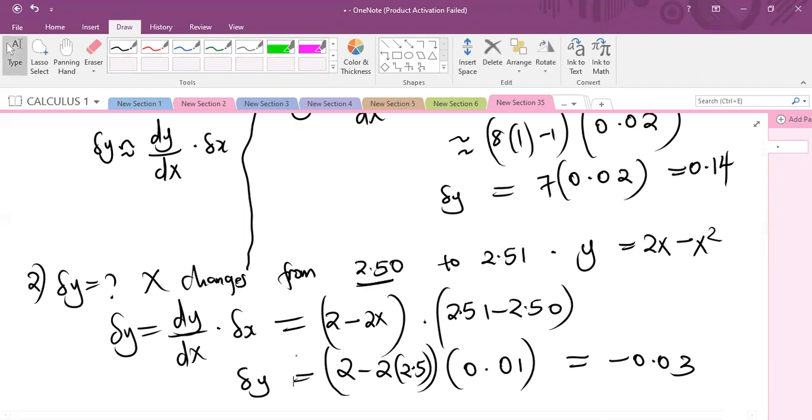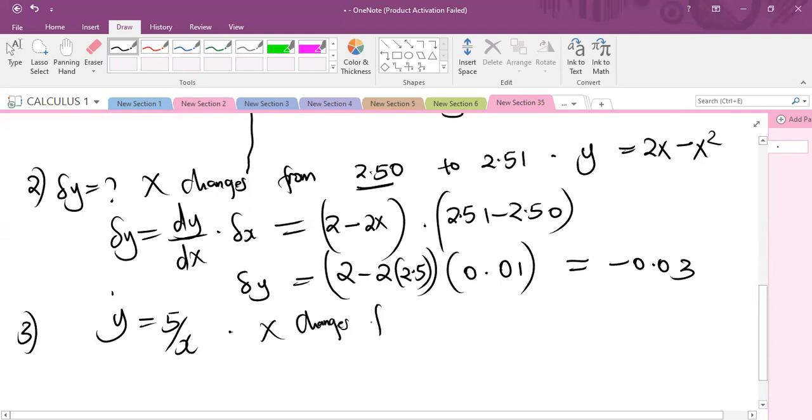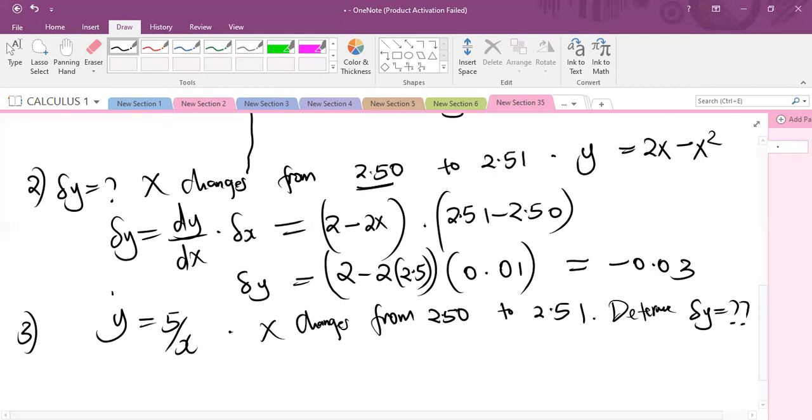Okay. Final example, guys. Number 3, you're told y is equal to 5 over x, and then x changes from 2.50 to 2.51. Determine the small change in y.